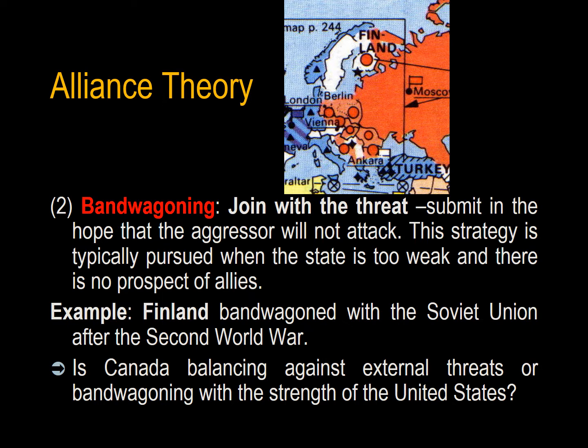This strategy is typically pursued when the state is too weak to resist and there is no prospect of finding allies. Now, the classic example is Finland at the end of the Second World War. Finland bandwagoned with the Soviet Union. It simply was too weak to fight the Soviet Union off. And there were no allies in the region. Sweden did not want to ally with Finland against the Soviet Union. So Finland submitted. It basically agreed to buy Soviet equipment, it didn't join NATO, and it adopted a security policy that was in no way a threat to the USSR.